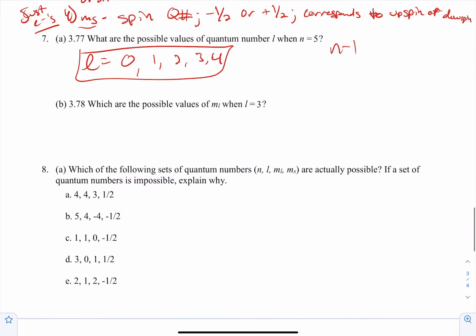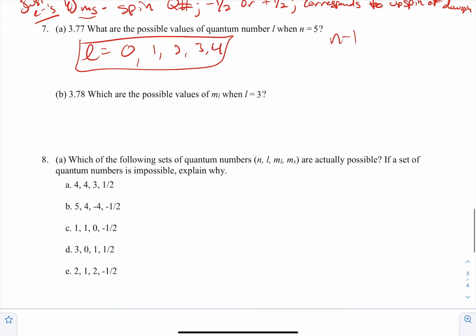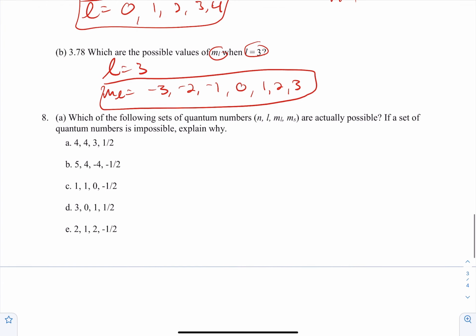7b: what are the possible values of m sub L when L is equal to 3? Remember that m sub L goes from negative L to L in integers. If L is equal to 3, this one's really easy. m sub L is going to be negative 3, negative 2, negative 1, 0, 1, 2, and 3. This is our answer. m sub L just mimics the L in integer form in both negative and positive directions.